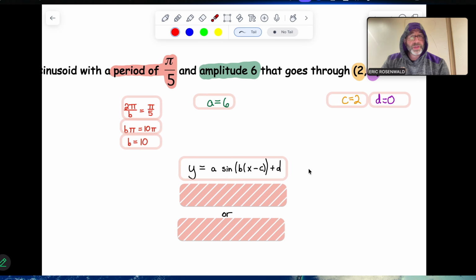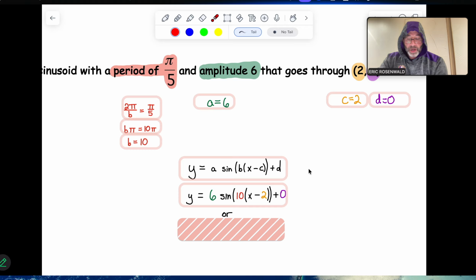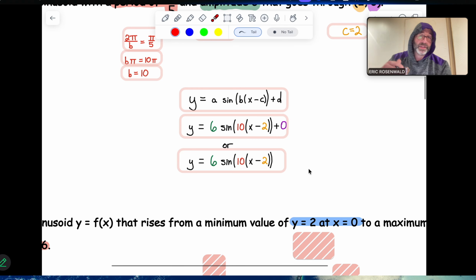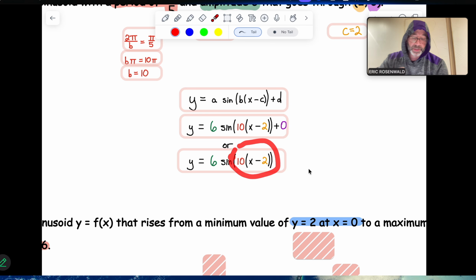So if we put all this information together, let's string all this into our equation here. We're going to put in our A, our B, our C, and our D values here. Just pull them straight from the equation. We have 6 sine of 10, x minus 2 plus 0. That's just putting in our A, B, C, D value. Now that 0 that's there, I don't really need it. So we can also just say y equals 6 sine 10, x minus 2. You could have even gone so far as to multiply it out and said 6 sine 10x minus 20 if you wanted to, just by distributing that 10 there, okay?